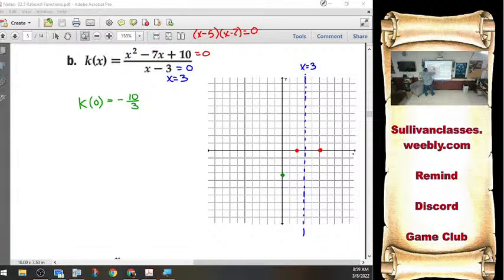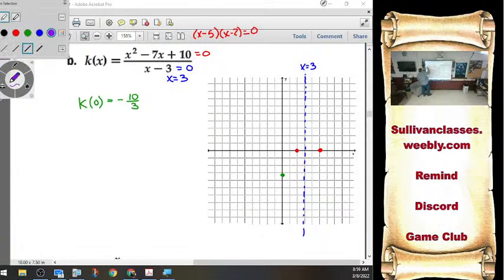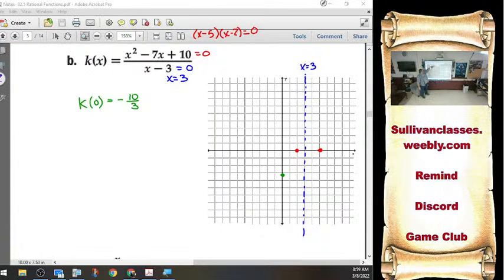Now for that horizontal asymptote. I look at the degree. Numerator is 2, denominator is 1. I check my rules, and my rules say there is no horizontal asymptote, but there's an oblique.